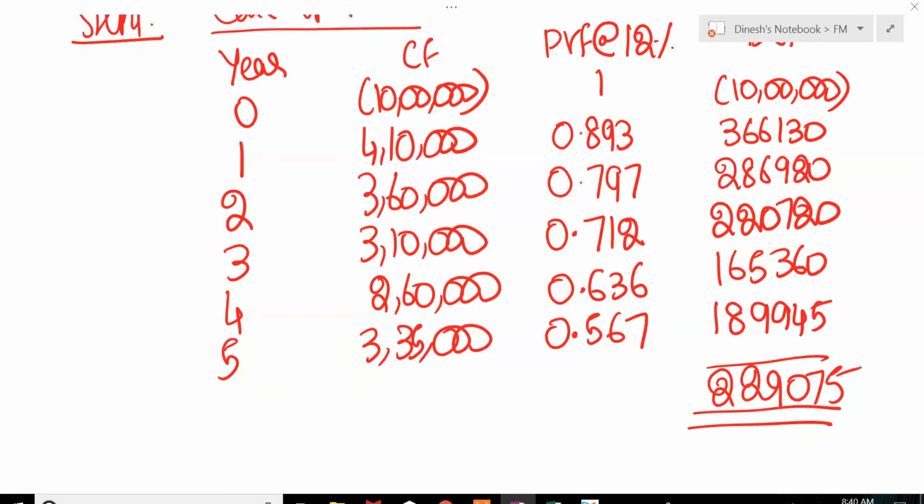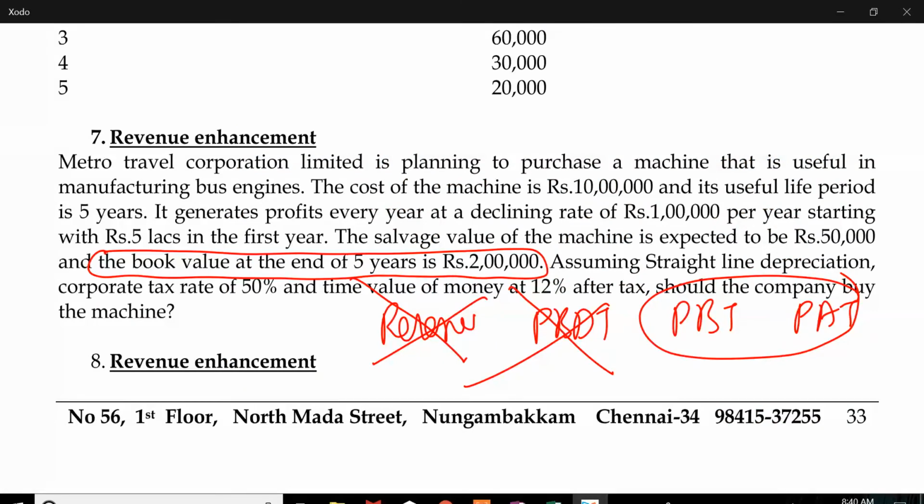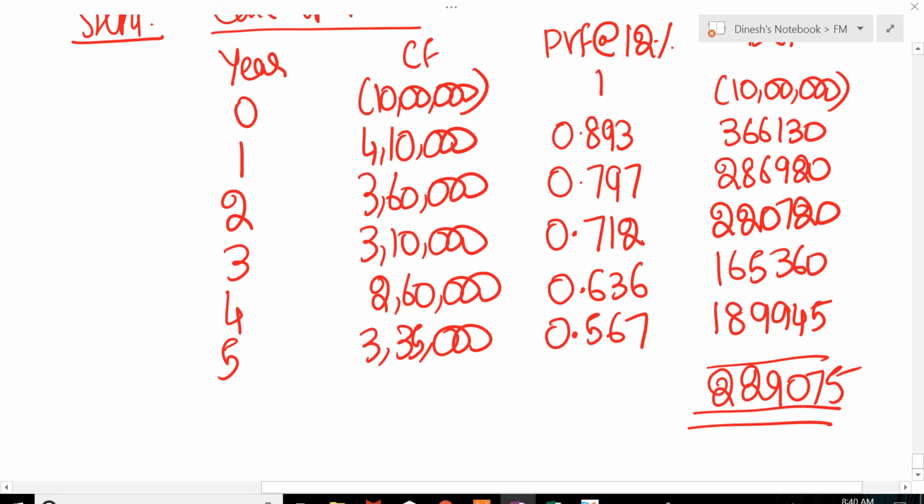Fourth step is the easiest of the lot. Any doubts on 229,075? Clear? Can you proceed? Now write the conclusion. The company should buy the machinery as it results in positive NPV of 229075.